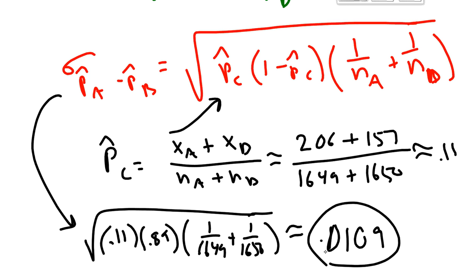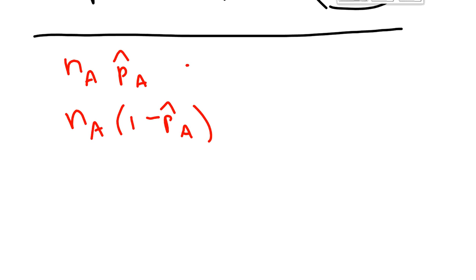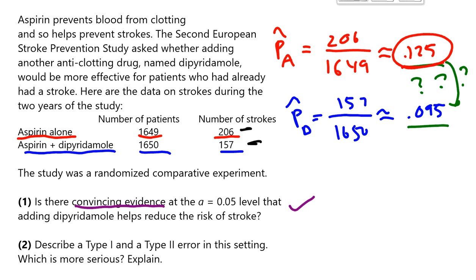Okay. Sounds reasonable. Final thing you need to check is for normality. To check for normality, you need to check two things. The number of people in the aspirin group times p hat in the aspirin group, and the number of people in the aspirin group times 1 minus p hat. Both of these numbers are supposed to be greater than or equal to 10. So this would be 1649 times our p hat, which we calculated right at the beginning of the problem. That was 0.125. There it is. While we're at it, don't forget the other proportion, 0.095.